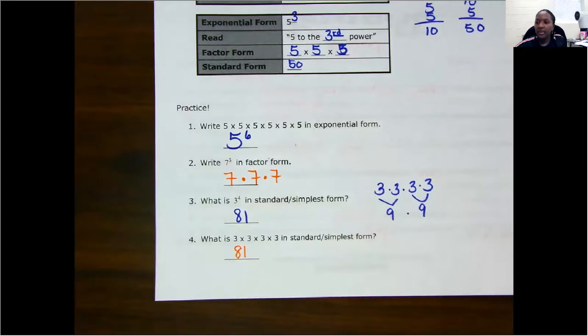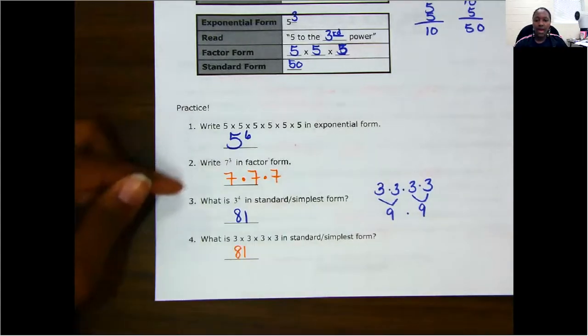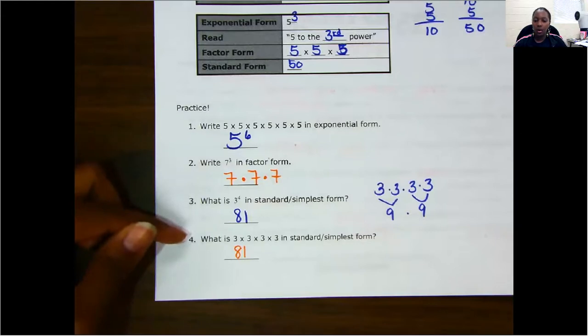Ladies and gentlemen, this is exponents. I've shown you the 3 different ways of how they're written and how to solve, okay? You have some work to do on your own.